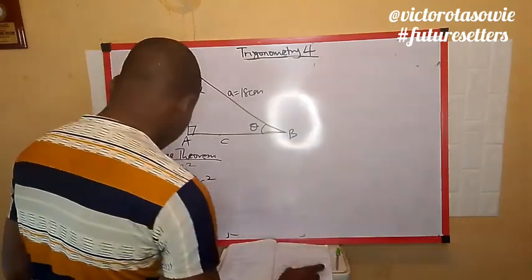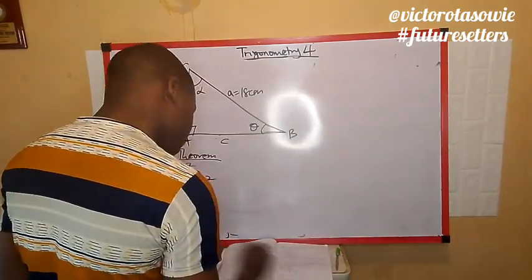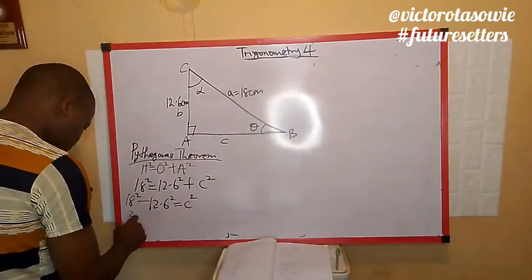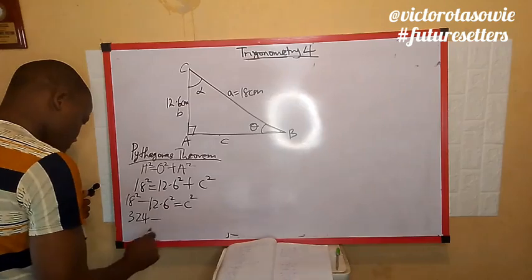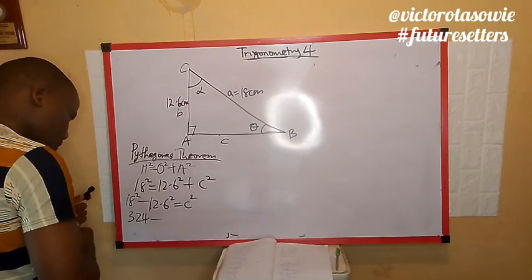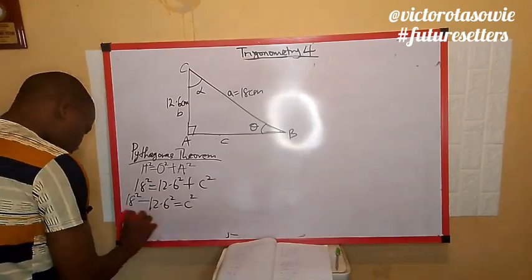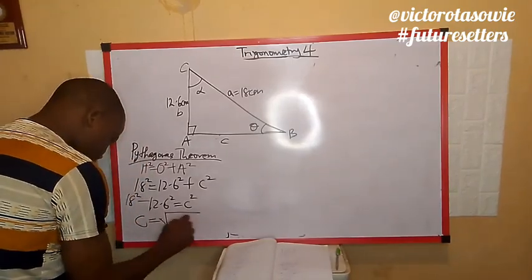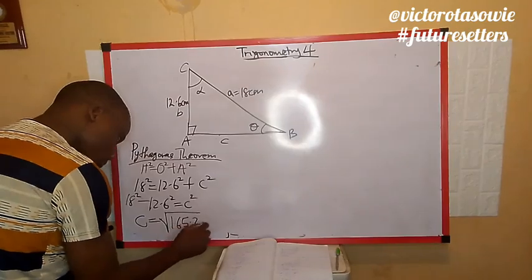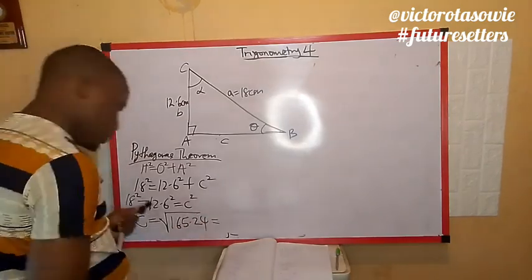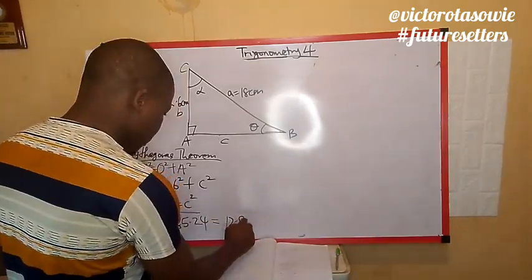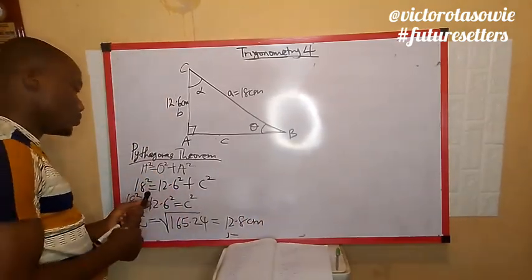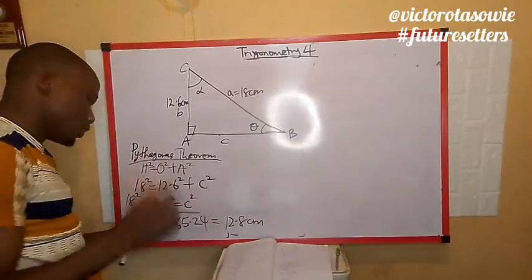And from here, we know that 18 squared will give us 324. We have that 324 minus 12.6 squared, and if we finalize everything, we'll be able to get c to be equal to the square root of 165.24, and therefore we'll get c to be 12.8 centimeters. So we get c to be 12.8 centimeters.